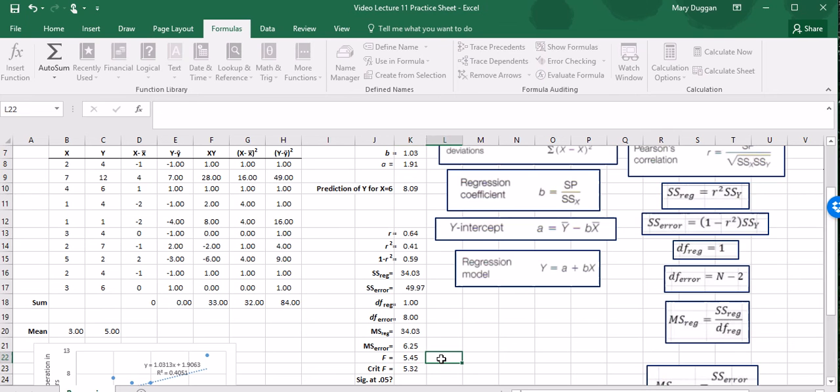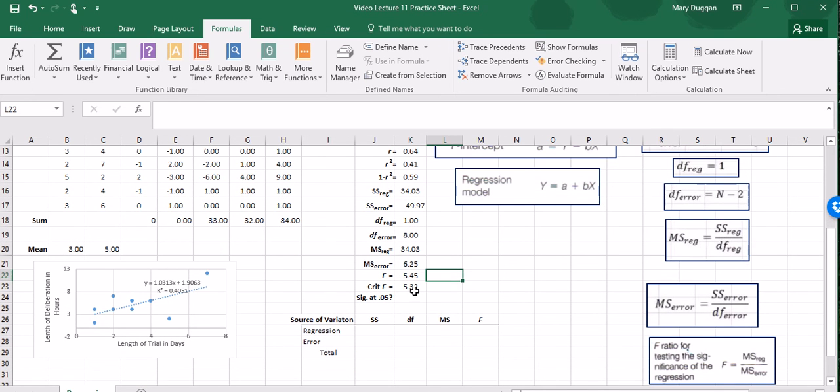And now our last step is to compare if our F exceeds the critical value, which it does. So we can say that this relationship is significant at the 0.05 level.